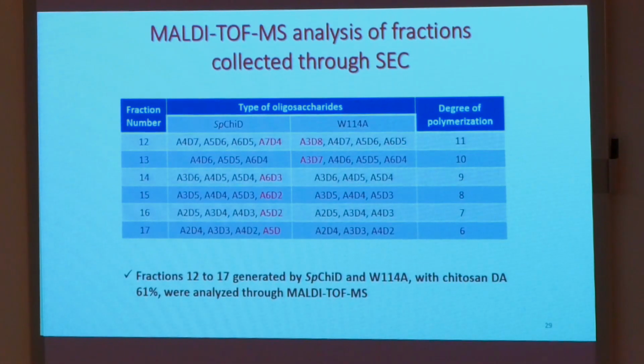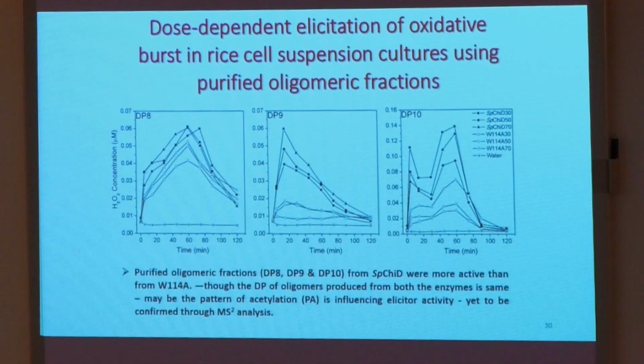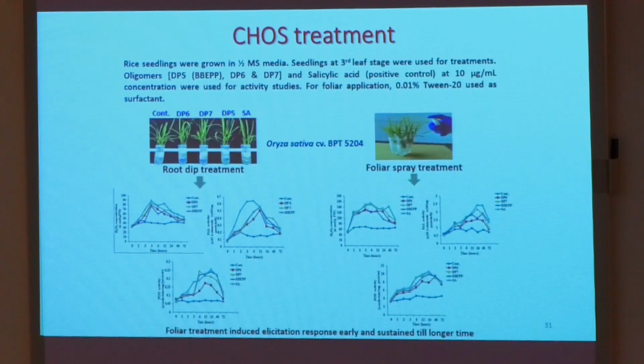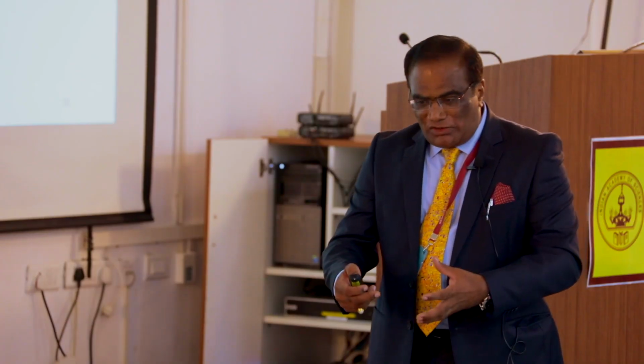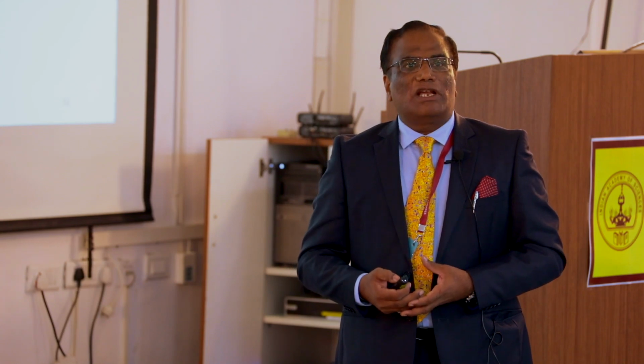So these are the molecules with different degrees of polymerization from 6 to 11. We have tested all of them, and these fractions were generated by the wild type enzyme and the mutant enzyme at 61% degree of acetylation. Now we have optimized the process. We are able to produce slightly higher quantities of these oligosaccharides, and we are now testing these oligosaccharides on plants, directly onto the plants as spray.